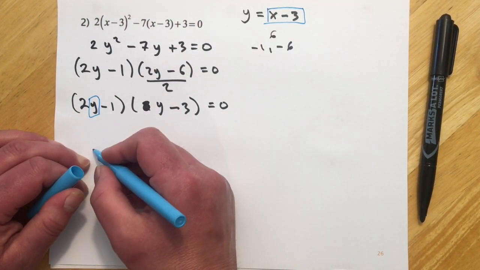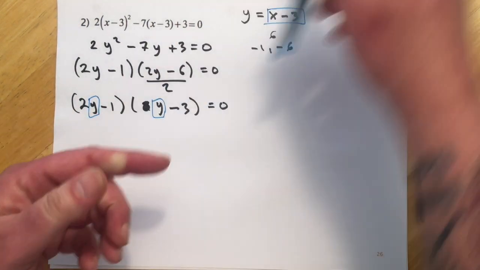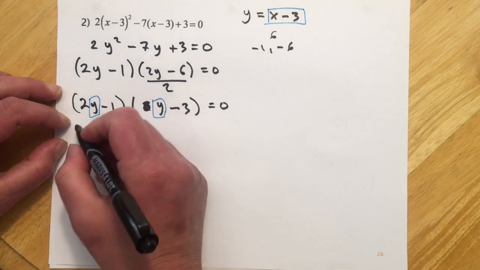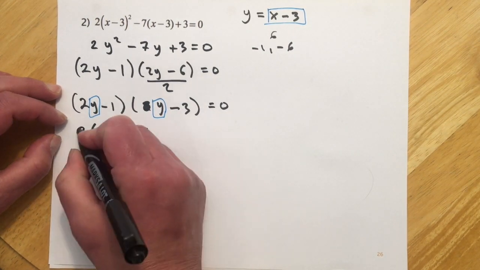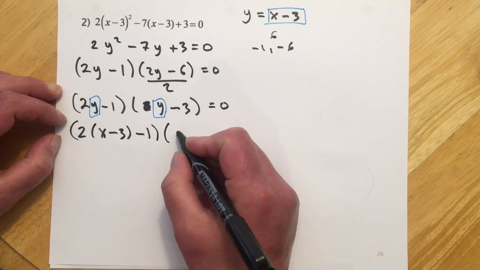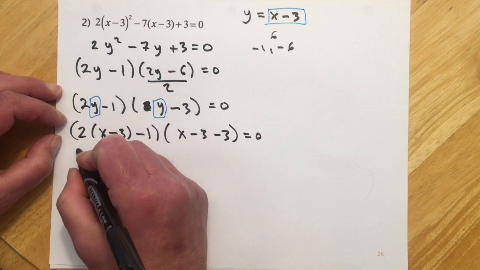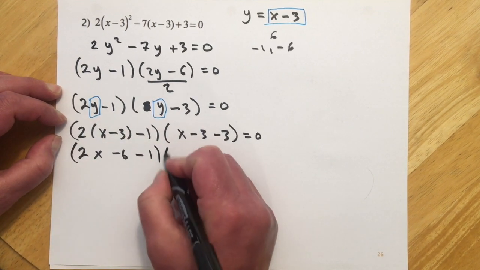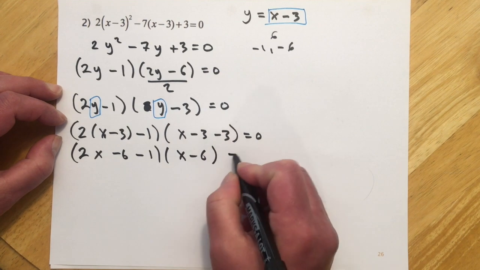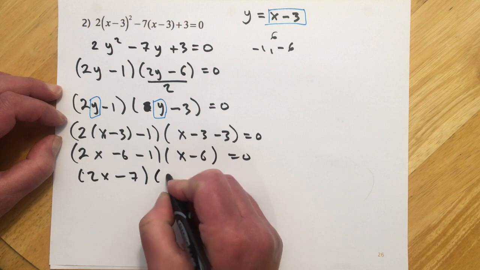You could also come all the way down to the answers and plug this back in and solve with that step. But I'm just kind of trying to show you the different options. So here I'd have 2(x minus 3) minus 1, and here I have x minus 3 minus 3. So this will be 2x minus 6 minus 1. This will be x minus 6 and 2x minus 7. I don't know that it's any easier, honestly.